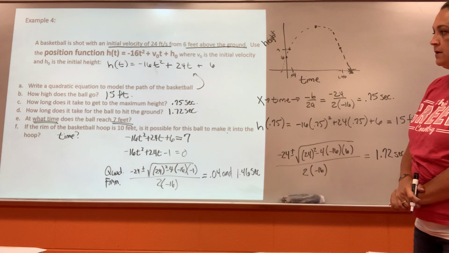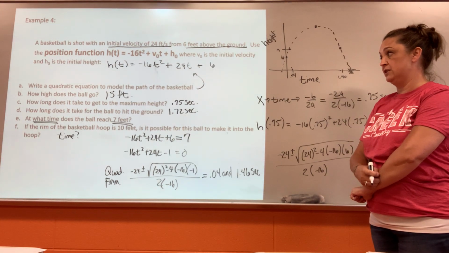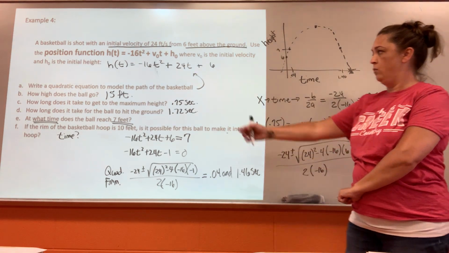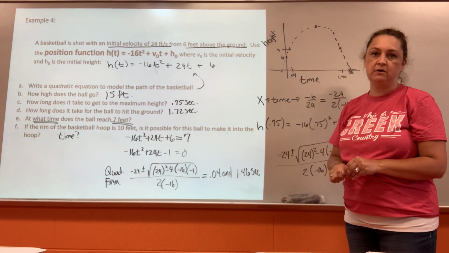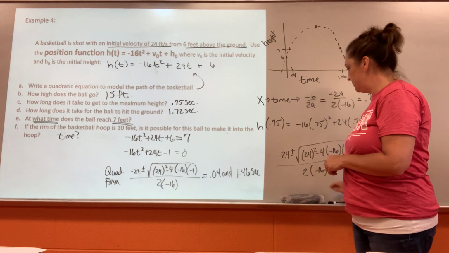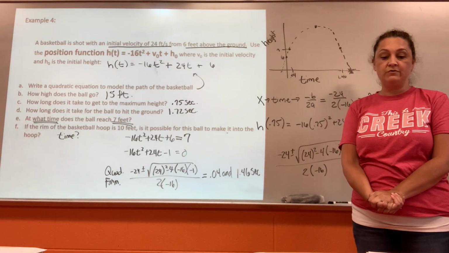Last question. If the rim of the basketball hoop is 10 feet, is it possible for this ball to make it into the hoop? If the rim is 10 and we said it could go 15 feet, then yes, it is possible, depending on where you shoot it from, for that ball to be able to make it into the hoop. And those are all the examples for quadratic application.